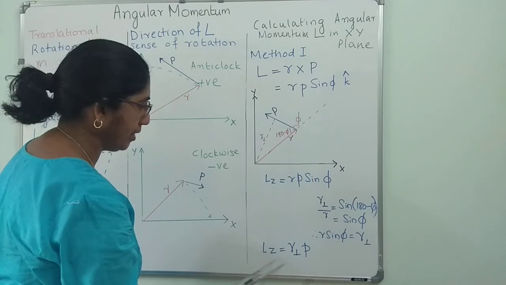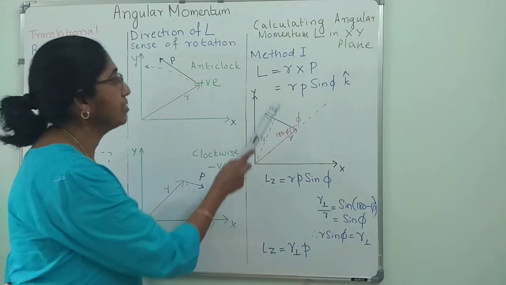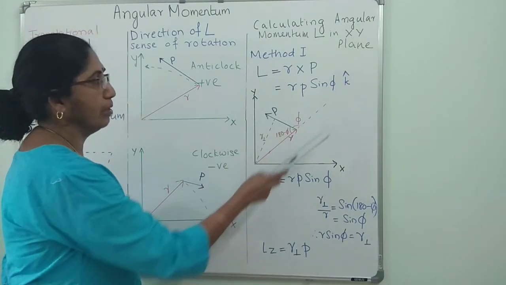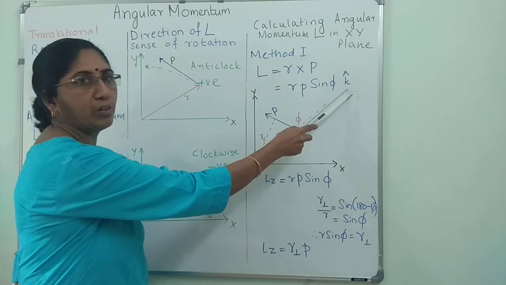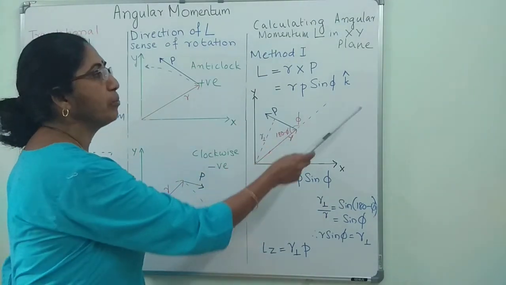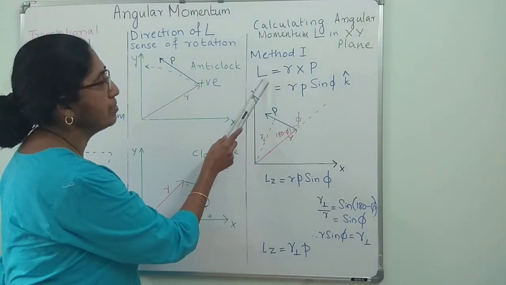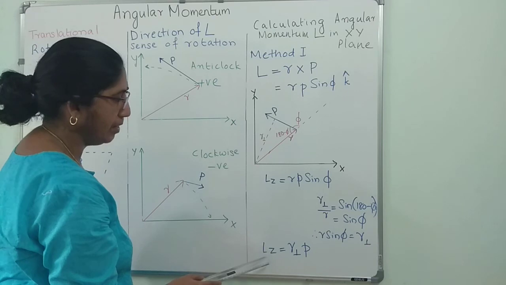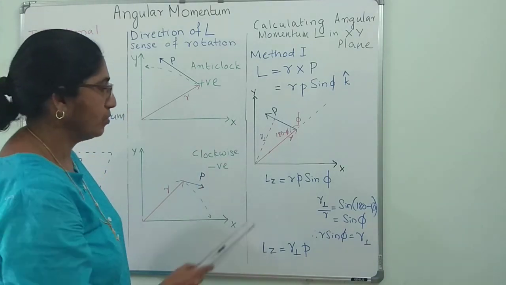So I write Lz equal to R perpendicular P. I have written down Lz here instead of L because we are having only one component, that which is along the z direction, because unit vector k is along the z direction. All other components are not there. That is why the angular momentum in this case is L equal to Lz only. Lx and Ly are 0 in this particular case. So this is one method.